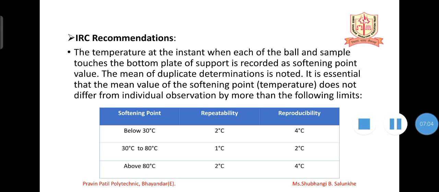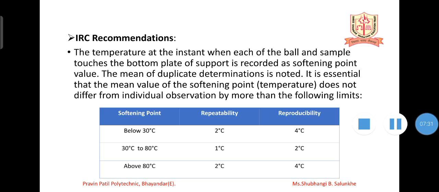And reproducibility means if you are doing it for the same practical, for the same sample, then it should not differ by 4 degrees Celsius. Same for 30 to 80 degrees. If your softening point is between 30 to 80 degrees, then 1 degree is considered for repeatability, and in reproducibility 2 degrees is considered. Reproducibility, you are using that sample once again.